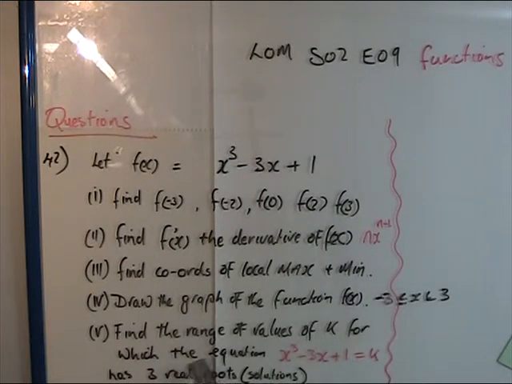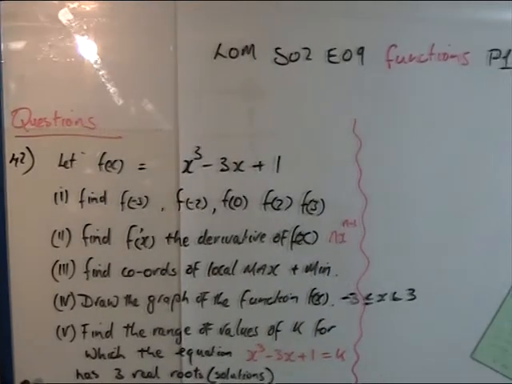Draw the graph of the function. Okay, you've done that. Find the range of values of k for which the equation is equal to k. Right, so in other words, equal to these solutions, which is equal to 0. Right, moving on.